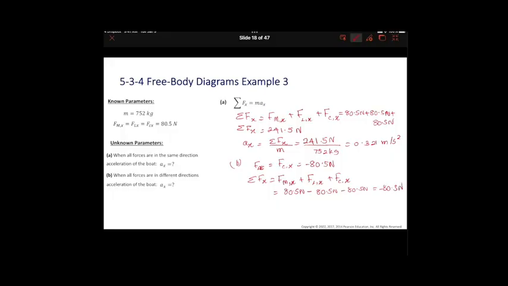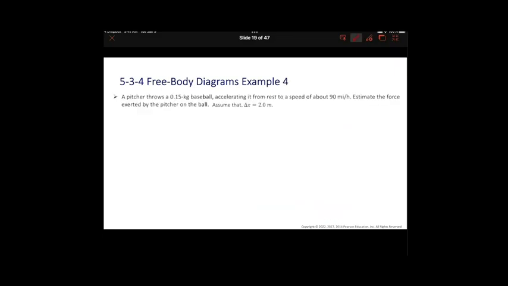80.5 newtons. Now to find the acceleration, we use Newton's second law, sigma Fx over m. The force is the negative value, 80.5 newtons, and the mass is again 752 kilograms. A newton is simply kg m s to the minus 2, so the kilograms cancel, and we get a negative value for the acceleration. Therefore the boat is moving in the negative x direction.